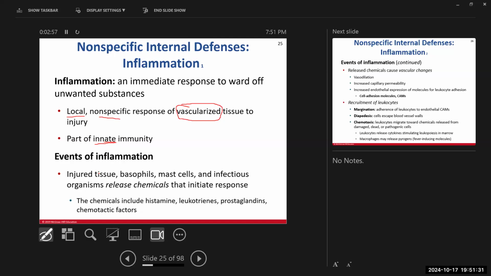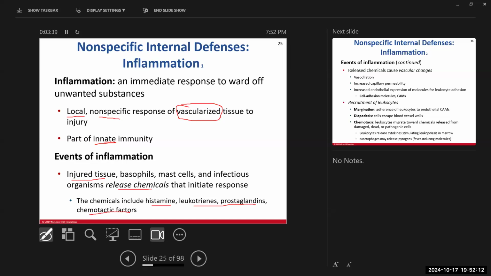And so, of course, when we talk about the chemicals that are going to be released, we know that the basophils and the mast cells are going to release histamine, and that's going to make our cells leaky or permeable, right? Then we have our leukotrienes and prostaglandins. Those are the eicosanoids that are going to be released by injured tissue. And then what we call the chemotactic factors, that's our signal flare. Those are the substances that the cells and the infectious agent will be releasing to draw more immune cells to the site of injury. All right, so we'll go through the steps.